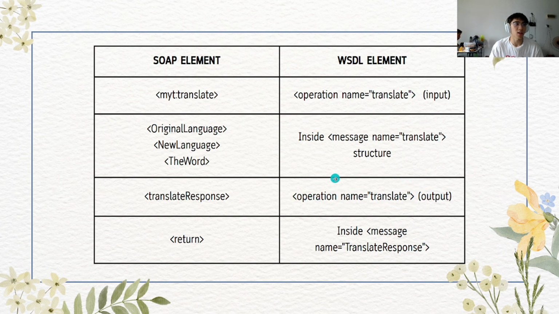And next is translate response, which is operation name equal to translate. We already talked about it just now. This is for the output version, which is the response. Next is the return. It is inside the message name equal to translate response, which returns the result of what we input.